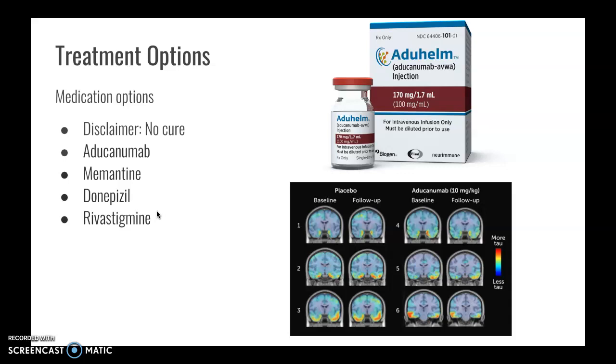As you can see in the diagram over here, it shows the progression of the tau tangles in an individual patient's brain by treatment. On the right, you can see that there's a much lower chance for these tau tangles to occur while using aducanumab.